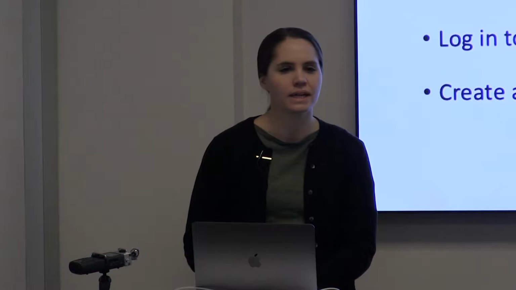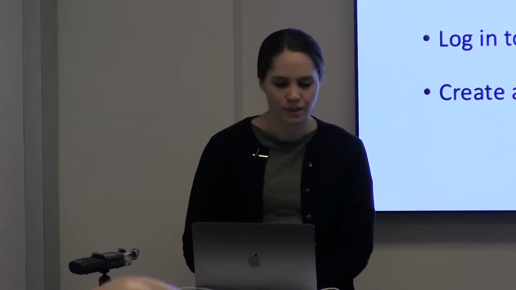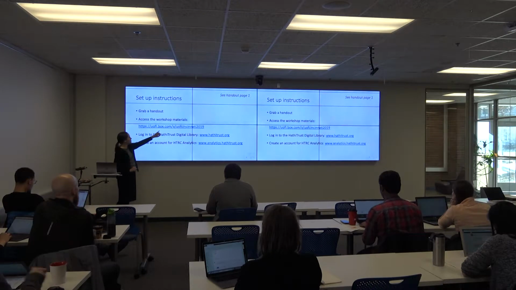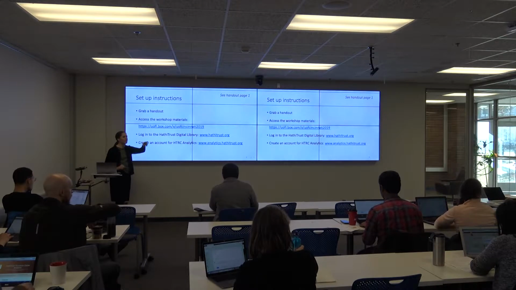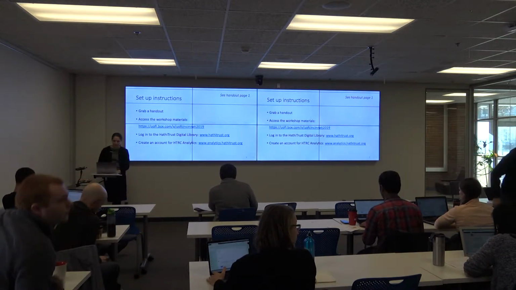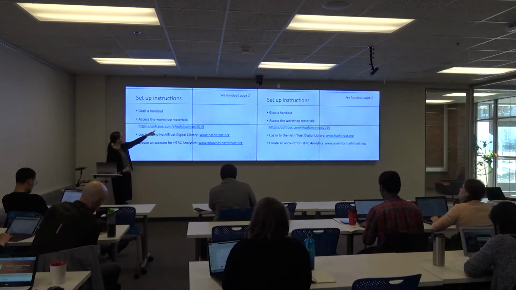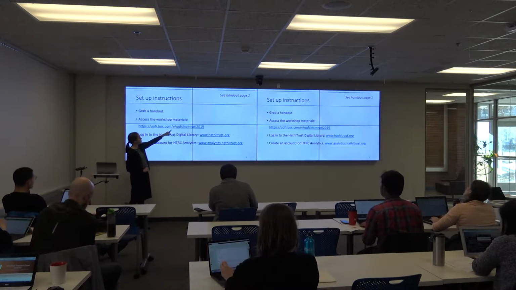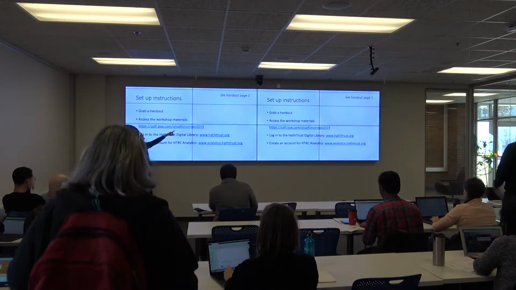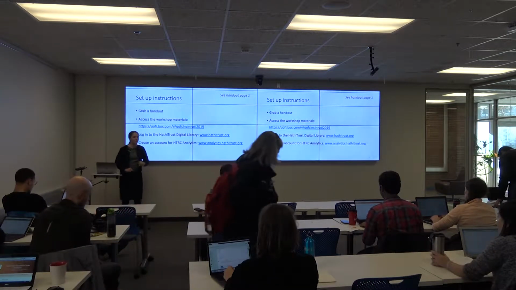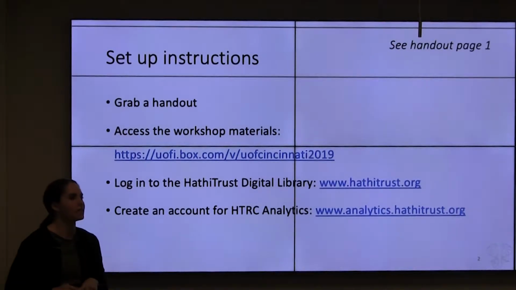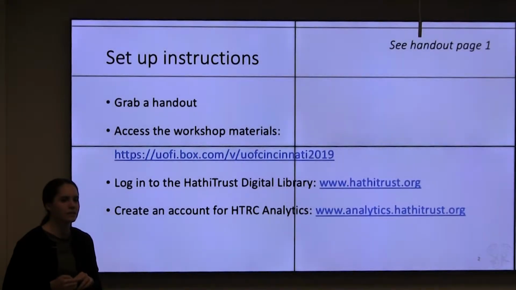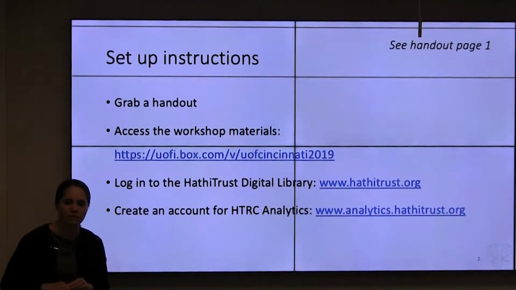It looks like everyone has a handout. You'll want to make sure that you're accessing the workshop materials. Oh, I need a handout. I think they're on the table outside. Sorry about that. You'll want to go to this link here, uof.box.com/v/U of Cincinnati 2019. I should have made the URL shorter. That's where you can get the slides. Does anyone else need a handout? I think everyone else has one. No one else hollered.